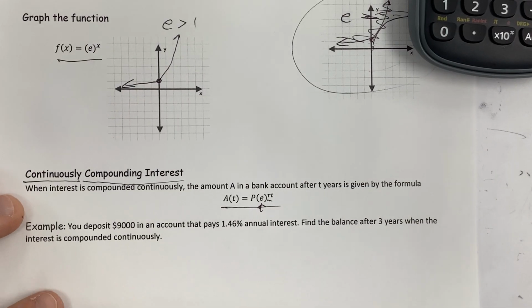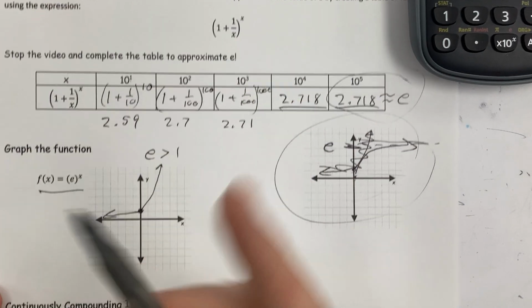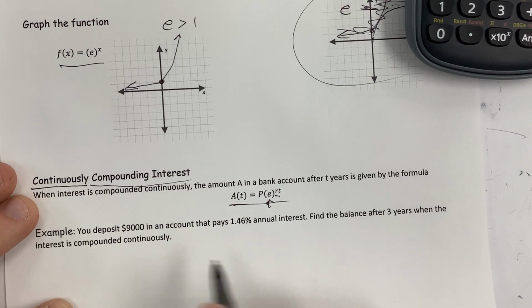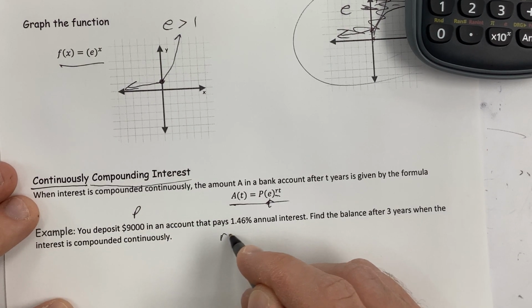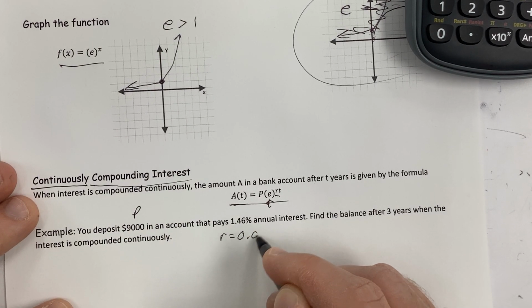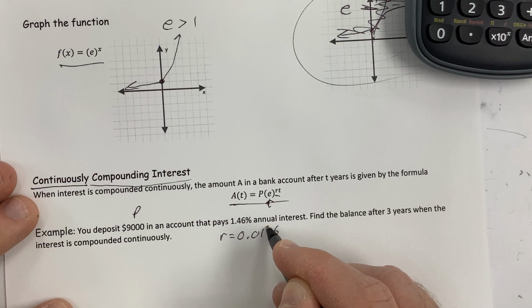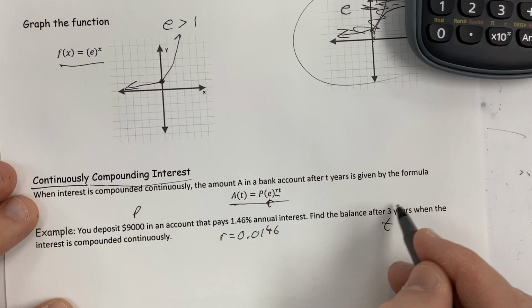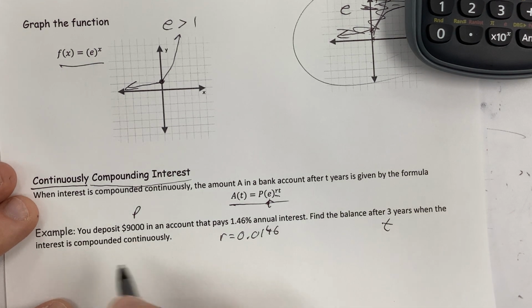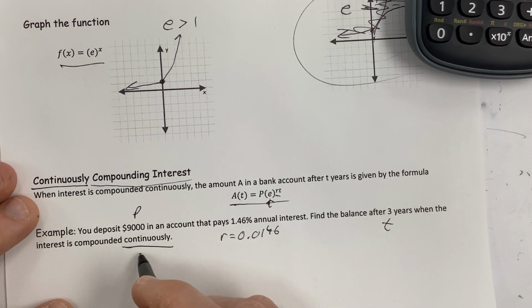But for now, let's just do a quick interest problem, the same one as before, filling in with the numbers we got. So this is our principal, this is our rate, 0.0146 is our rate. Our years is 3, which is t, and this is compounded continuously. So literally every single moment they're compounding.